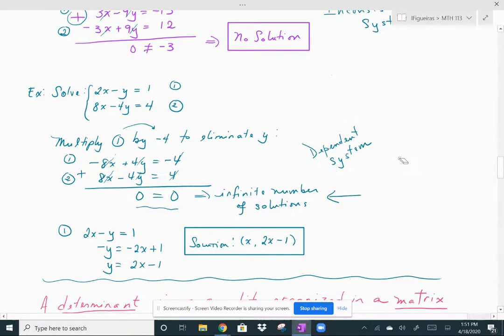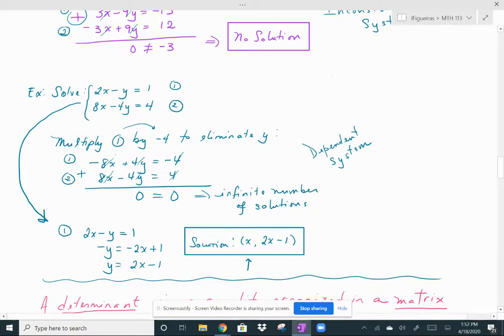So the tricky part about dependent systems is knowing how to express an infinite number of solutions. To express an infinite number of solutions, you're going to let your first variable in your solution be x, or whatever you're told to let x be. So for now, let's call it x. And for your y, you have to take one of the first equations that were presented and solve it for y. So I'm going to pick equation 1 just because the numbers are smaller, but you could do the same thing with equation 2.